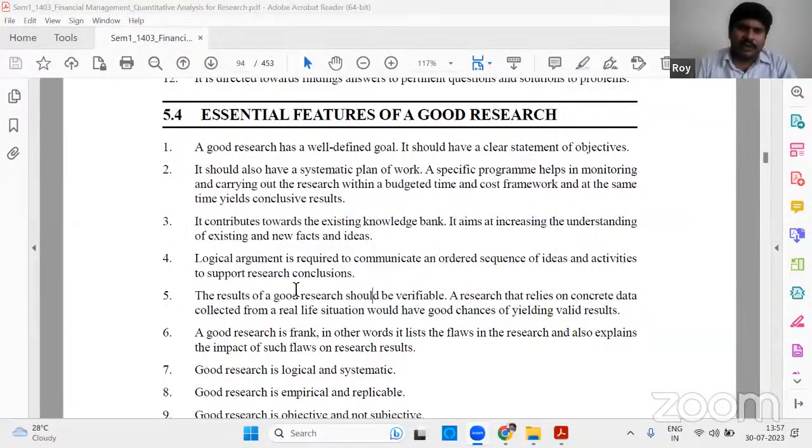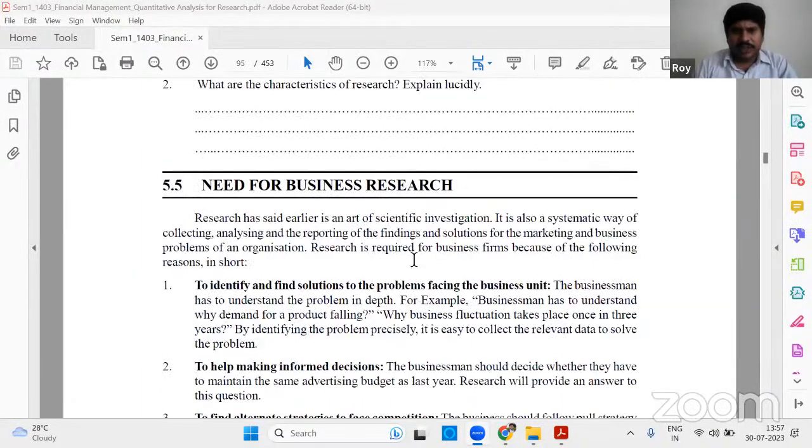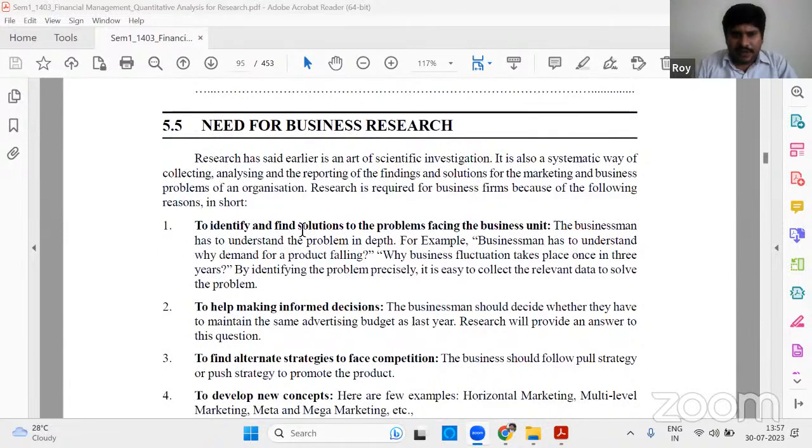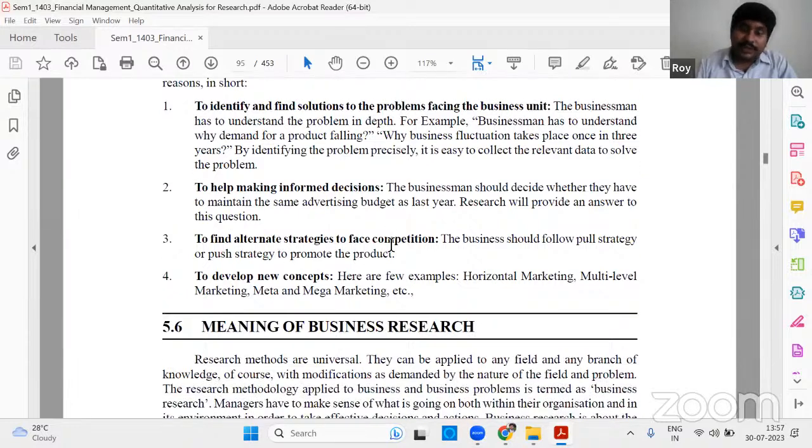Okay, just keep that point in your mind. I don't want to spend much time on the theoretical need. We know that research is needed to identify and find solutions to the problem, to help in making informed decisions, to find alternative strategies. Yes, there is a lot of competition. If not, what is the next? To develop new concepts, I require that.